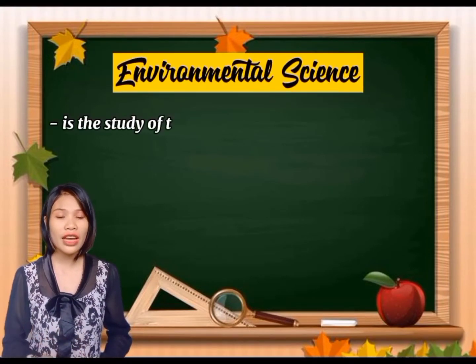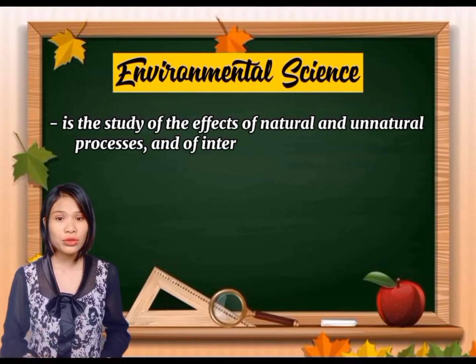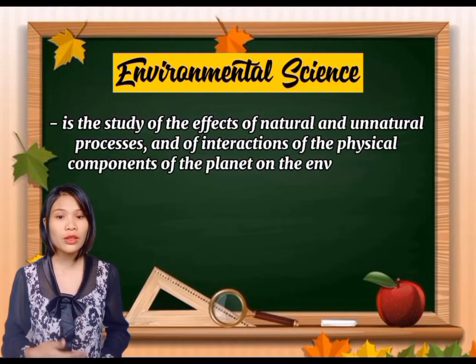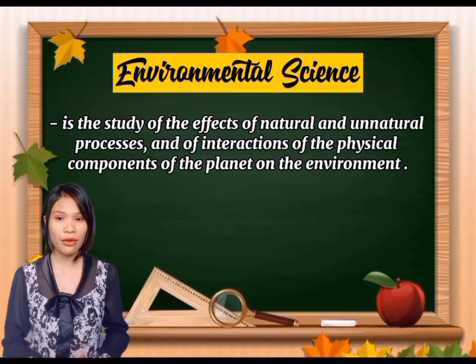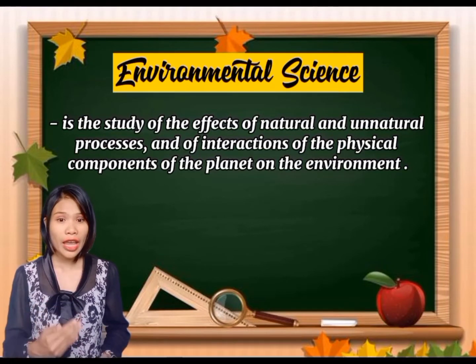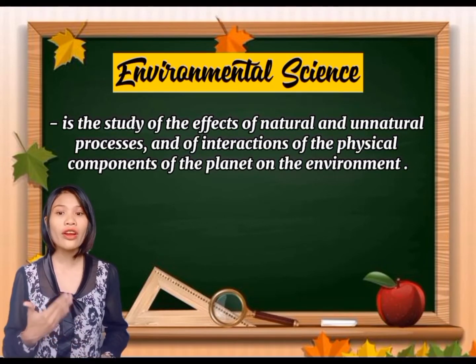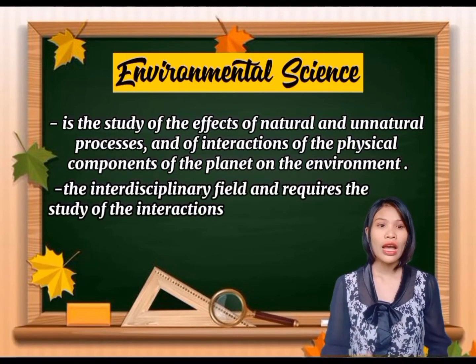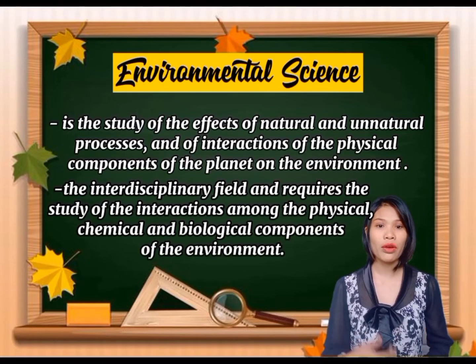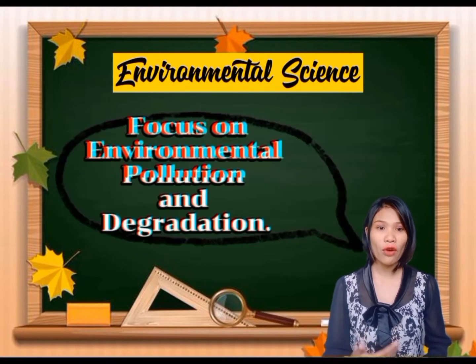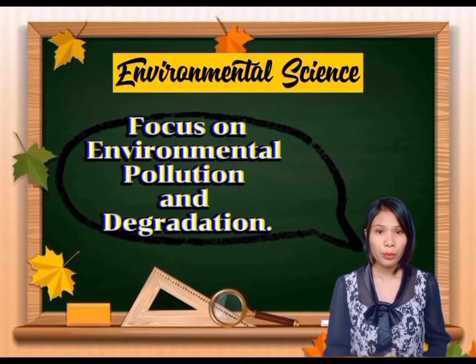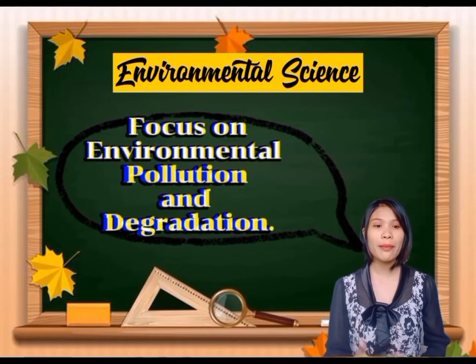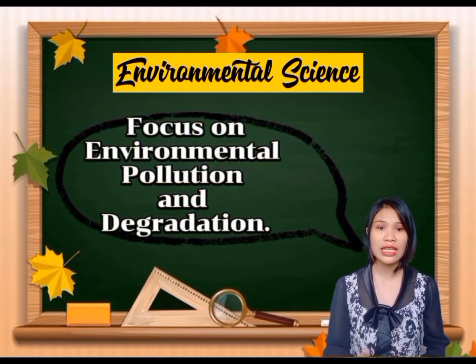Environmental science is the study of the effects of natural and unnatural processes and interaction of the physical components of the planet on the environment. It means that it aims to help us understand and solve our environmental problems. It is also an interdisciplinary field and requires the study of the interaction among the physical, chemical, and biological components of environments with the focus on environmental pollution and degradation. So this type of problem is what environmental science is studying and trying to solve.